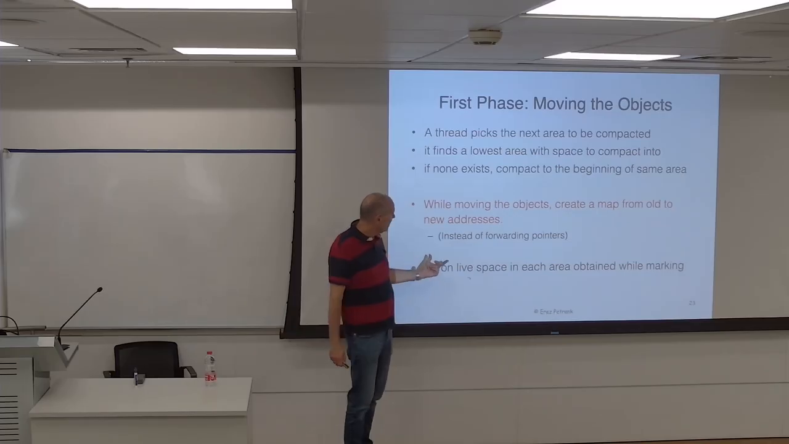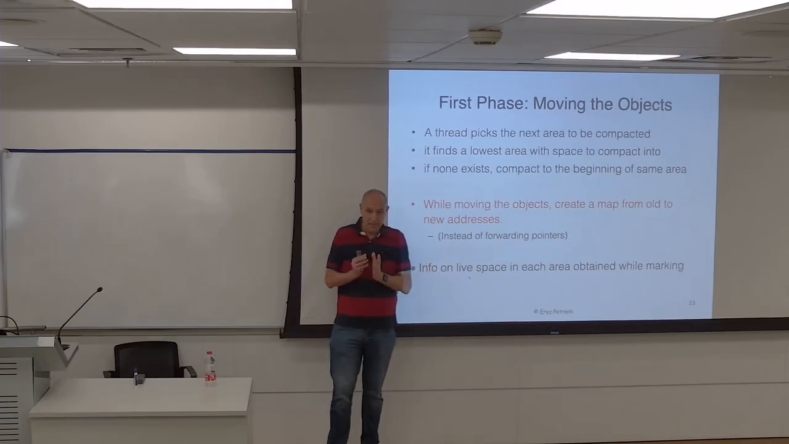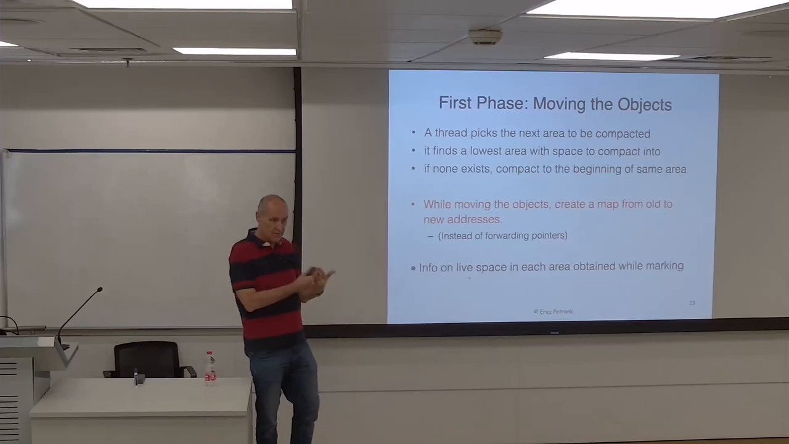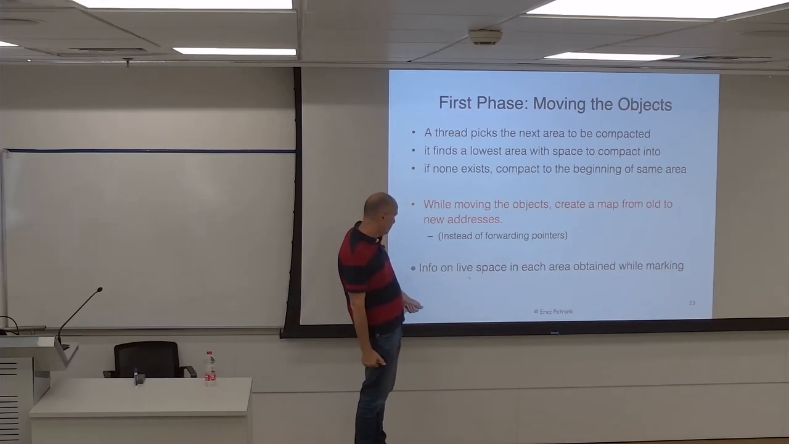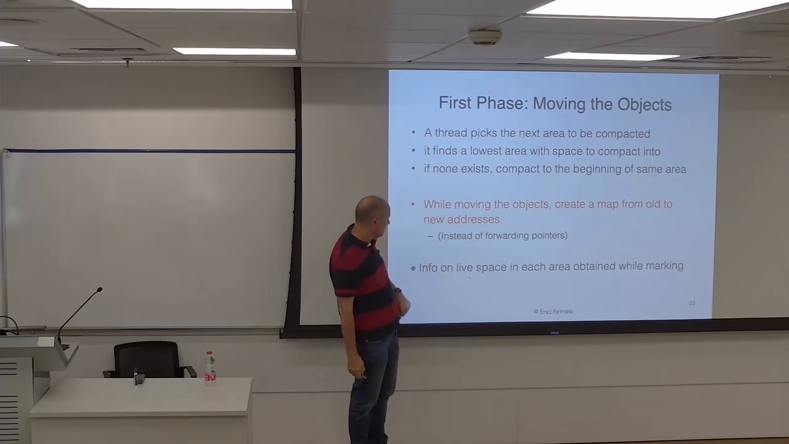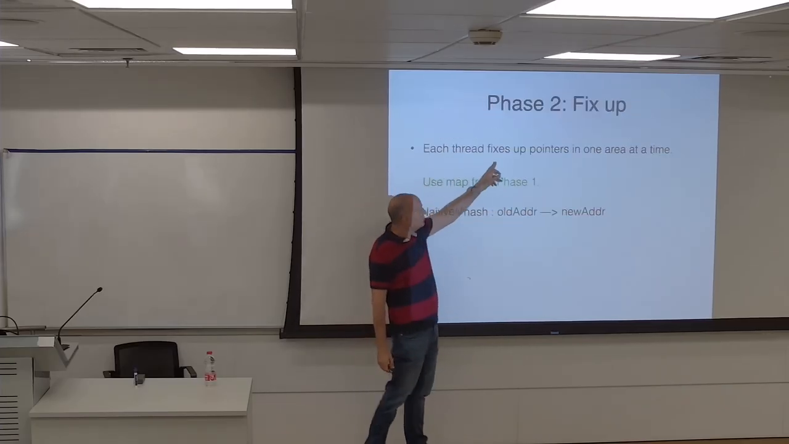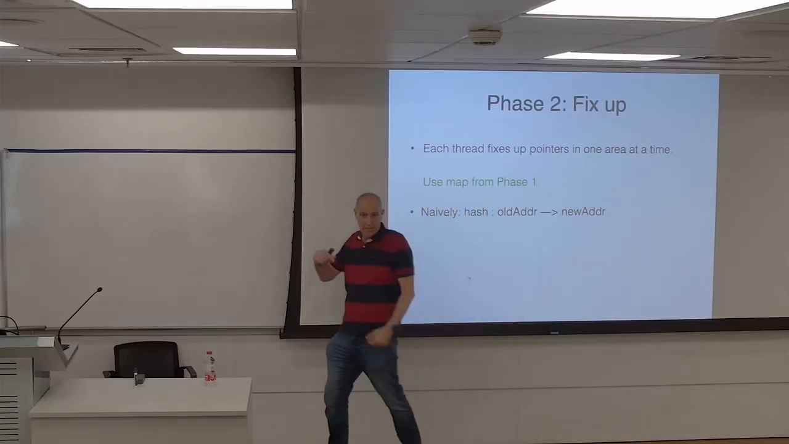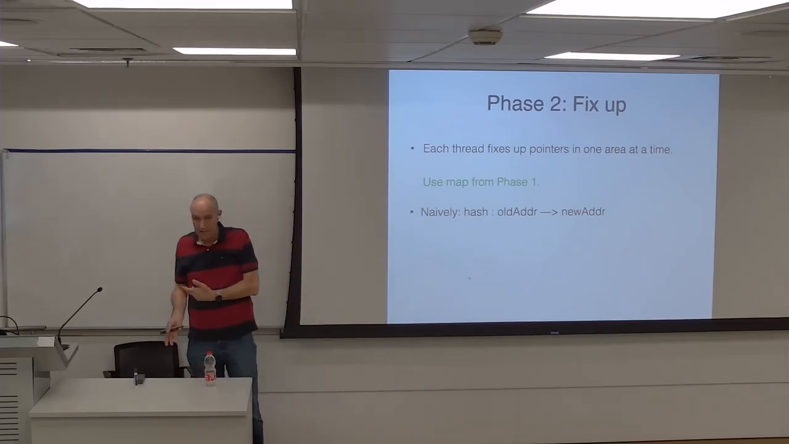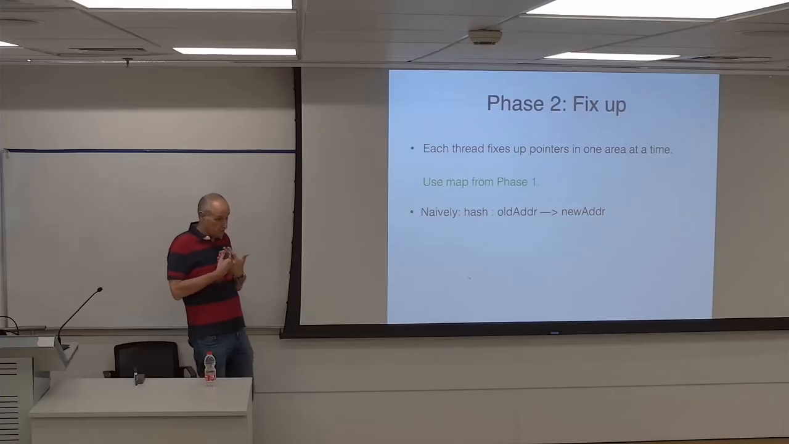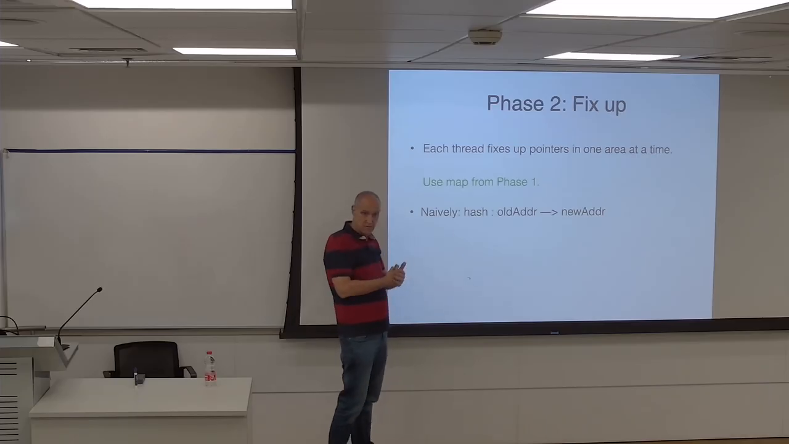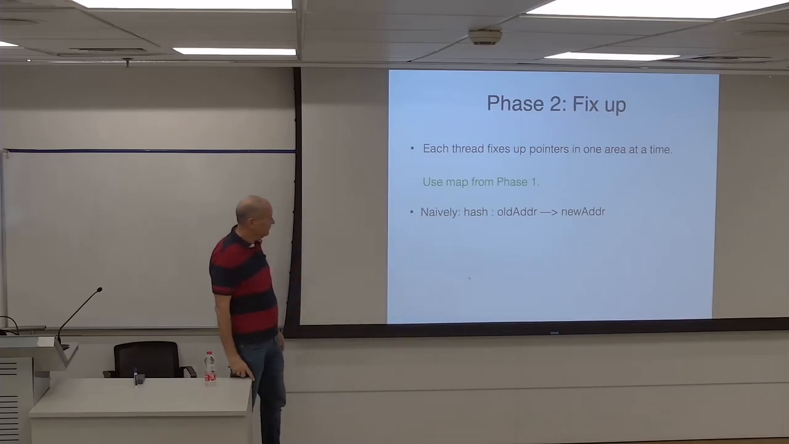So after I do this, all the objects have moved, and I have a mapping from all addresses to new addresses. Then all I have to do is the second phase. Each thread just takes an area and fixes all the pointers. I can fix the pointers because I have this mapping from old addresses to new addresses. So I have a pointer, it points to the old address. I have a mapping that tells me what the new address is. I just use it and fix the pointers.